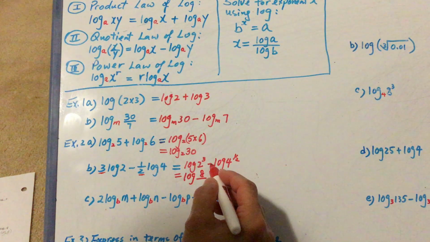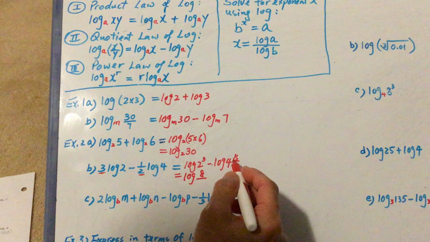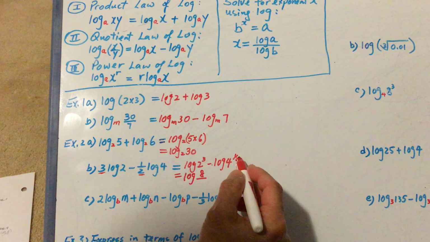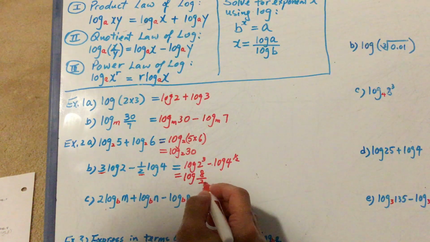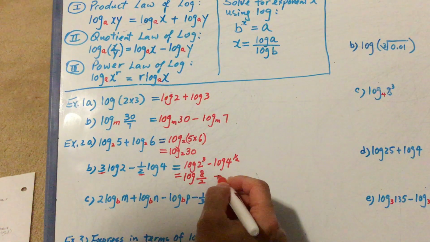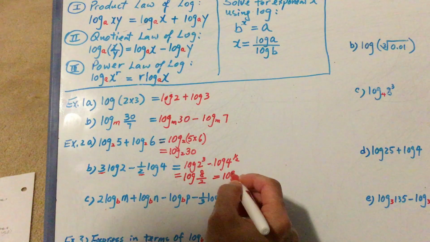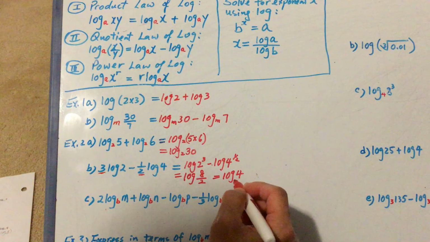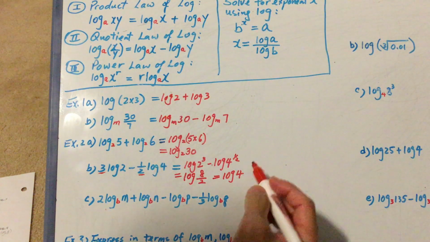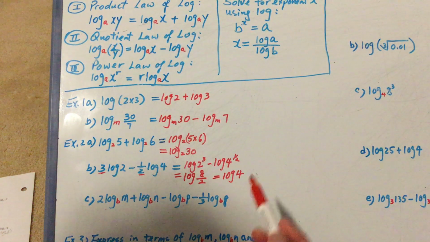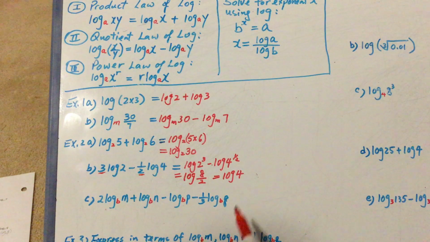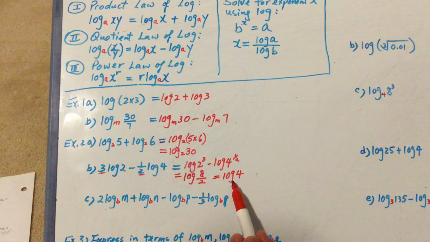And then because this is a subtraction, this becomes a fraction. And 4 to the power of a half is the same as the square root of 4, so that will give me 2. Okay, so finally this one will be log 4 with the base 10. So again, if you want an approximate answer, you can do that with your calculator. But usually we want the exact form, the exact answer, so you can just leave it like that.